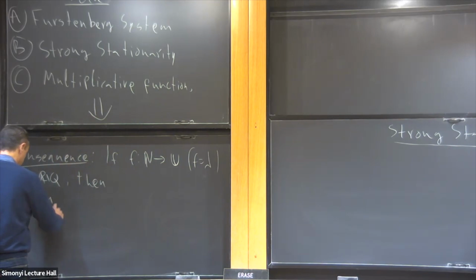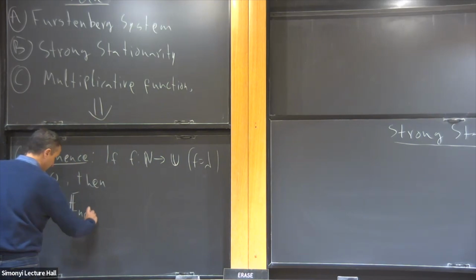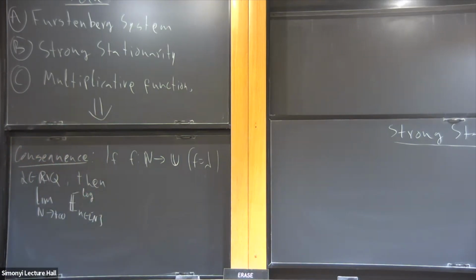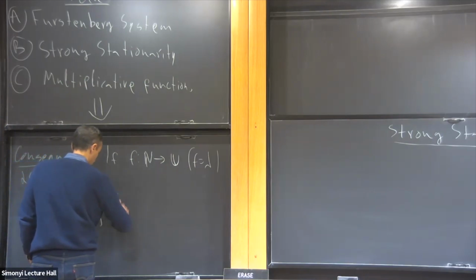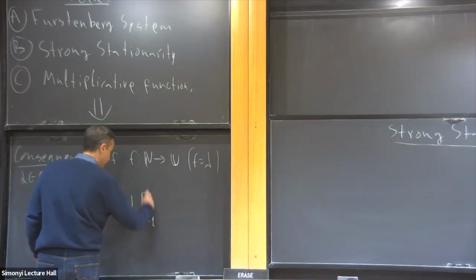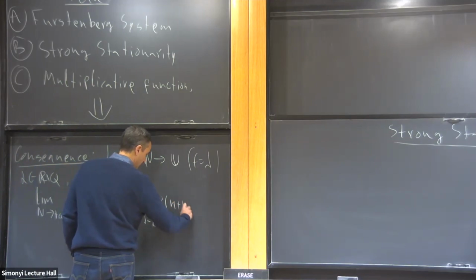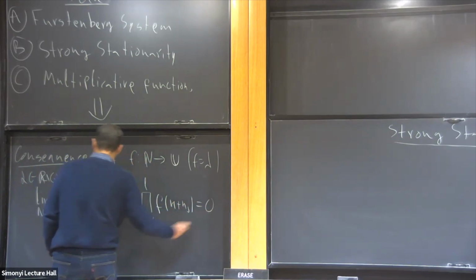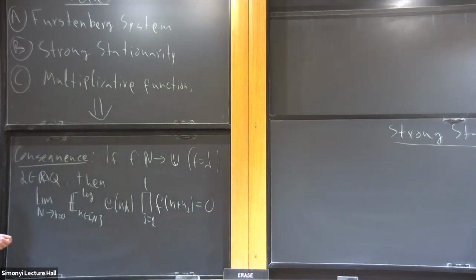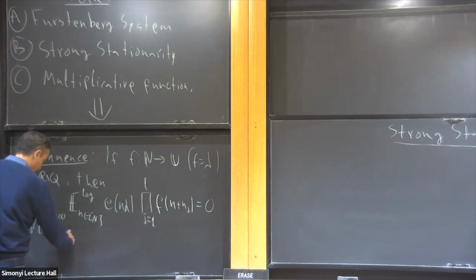So you take this limit, you take this average, and this is a logarithmic average. I will explain what I mean. We consider correlations of this function, and this is going to be 0 for every multiplicative function. This is true for every L and for every shift n_1 to n_L in Z.